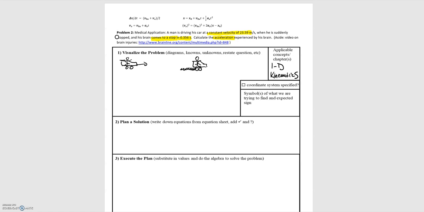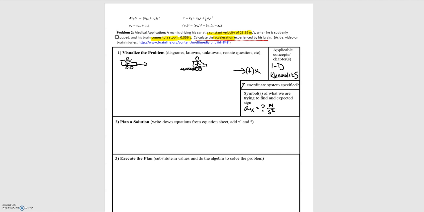Let's specify a coordinate system. So I'm going to choose that to the right is the positive x direction. Of course, you can choose to the left. You just need to stay consistent. So specify a coordinate system. From the problem, we know that we are asked to calculate the acceleration experienced by the brain. So we are solving for acceleration that has units of meters per second squared. And let's think about what the sign would be.